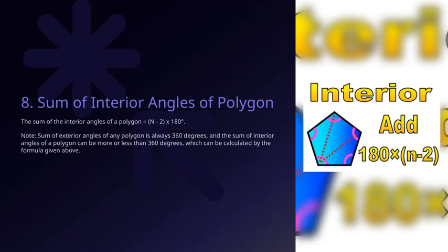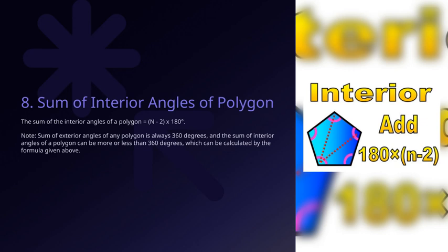Let's now look at how to find the sum of the interior angles of a polygon. The key formula to remember is that the sum equals (n-2) times 180 degrees, where n is the number of sides. This means that if you know how many sides a polygon has, you can easily calculate the total of all its interior angles. It's also important to note that the sum of the exterior angles of any polygon is always 360 degrees, regardless of the number of sides. That's a consistent fact across all polygons.